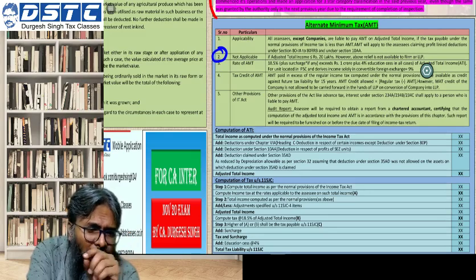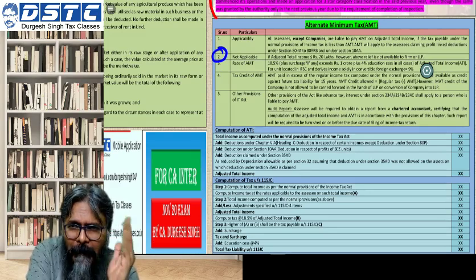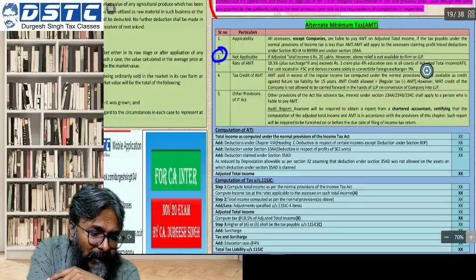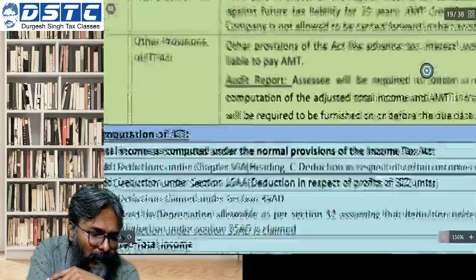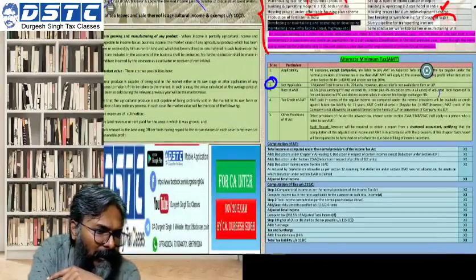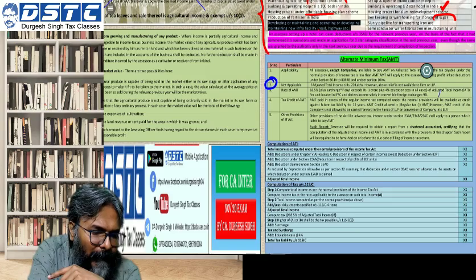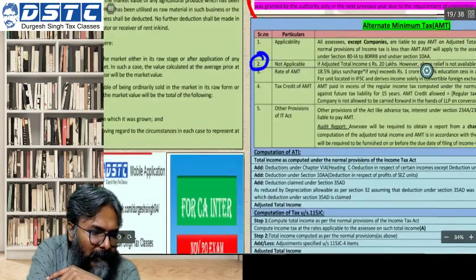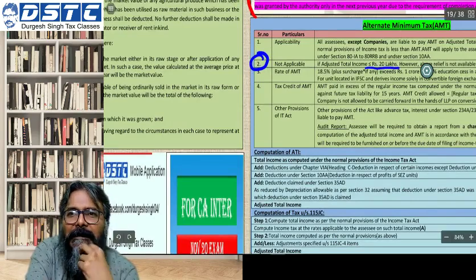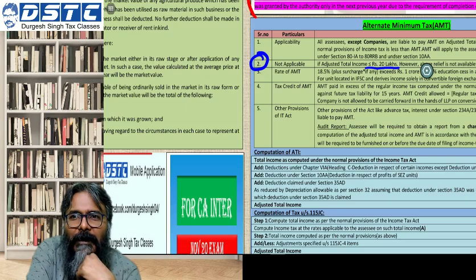Still I will not be liable for AMT, and that case is when my adjusted total income, students, when my adjusted total income, which has been there over here, if you have a look in this context, if the adjusted total income does not exceed what? 20 lakhs. Does not exceed 20 lakhs.